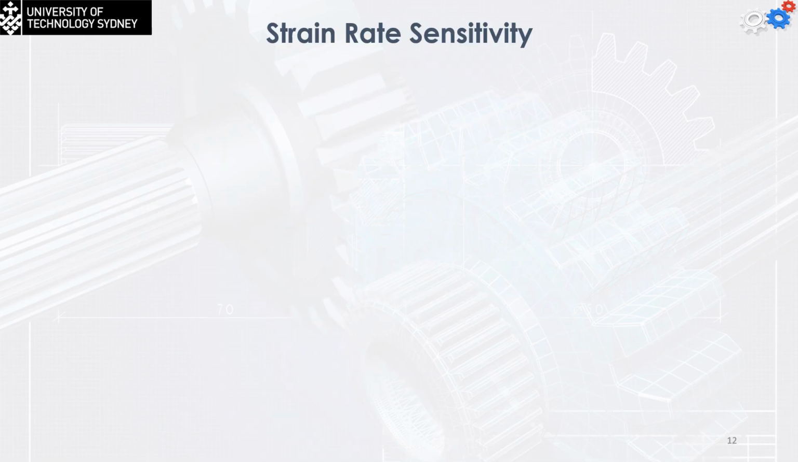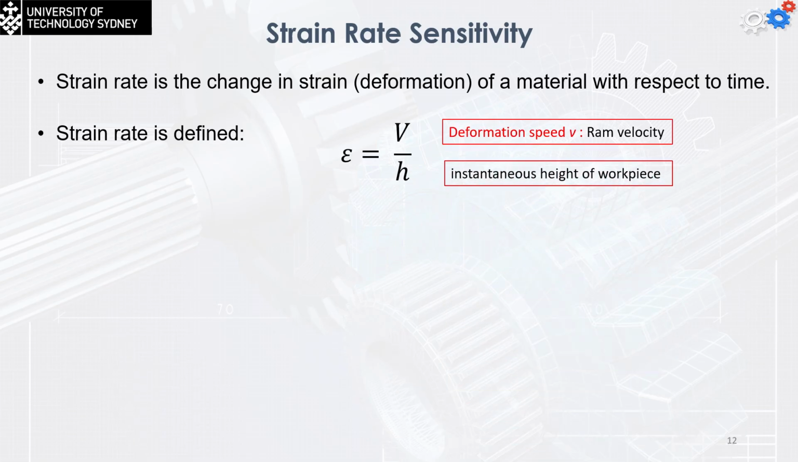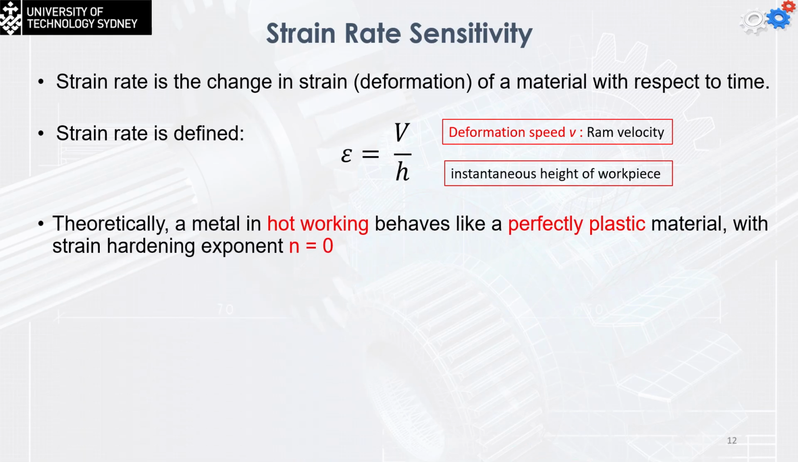Now let's talk about the strain rate sensitivity, and we can tell that strain rate is going to be the change in the strain of the material with respect to time. So we said that strain will change as we deform the part. This can be simply identified as strain rate being equal to the deformation speed, which is the ram velocity doing the deformation, divided by the instantaneous height of the workpiece, because we compress it, so it's going to reduce its height.